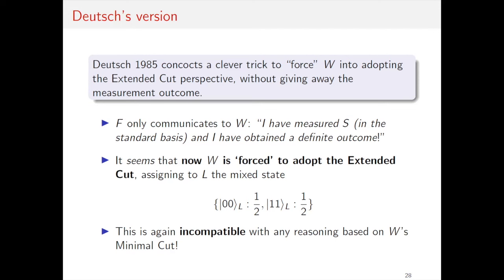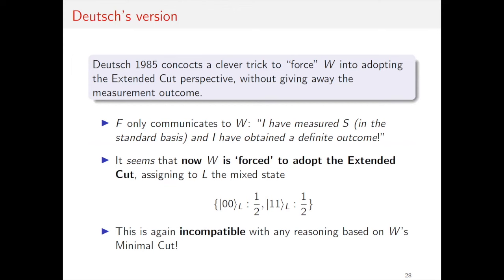I think this is cheating because essentially, in a way, it does nothing. Wigner should already know that, right? But okay, this kind of intuitively forces Wigner to adopt the extended cut. To say, aha, so he collapsed the measurement because he says he saw something, a definite outcome, 0. So then, well, maybe he saw 0, then the lab is 0, 0. Maybe he saw 1, then 1, 1. And since he didn't tell me, my properties come from what I knew before.